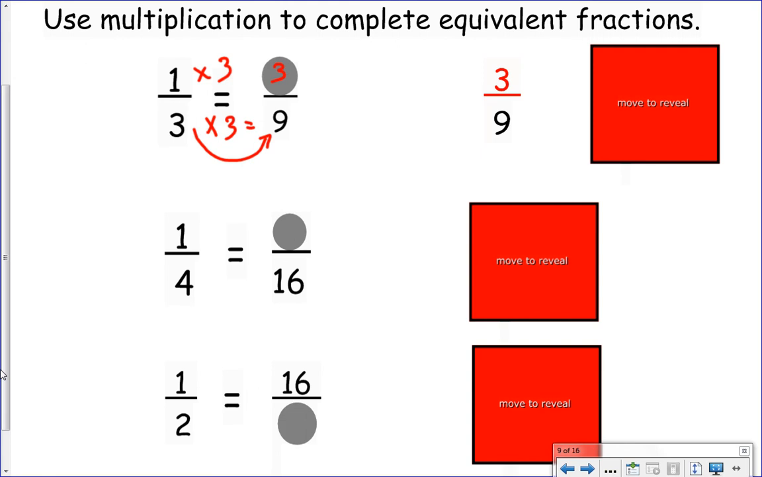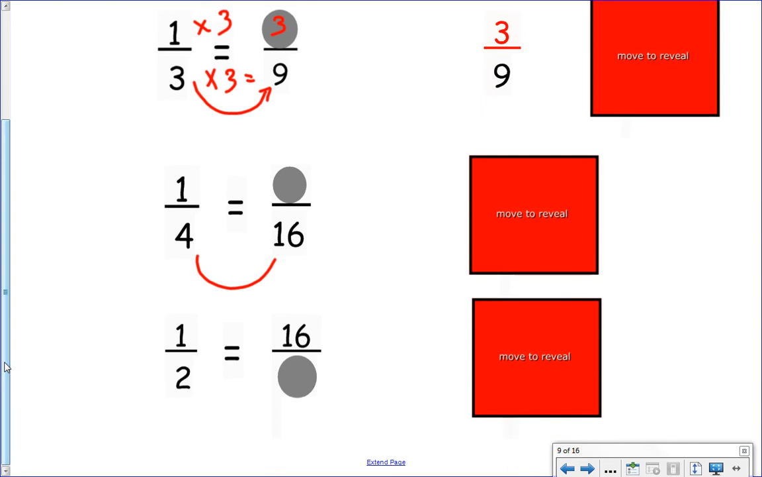Okay, so again, we're going to do the same thing down here. So I've got 4 into 16. So what times 4 equals 16? And I'm going to know that 4 times 4 equals 16. So since I'm multiplying 4 on the bottom, I got to multiply 4 on the top, which gives me 4/16.